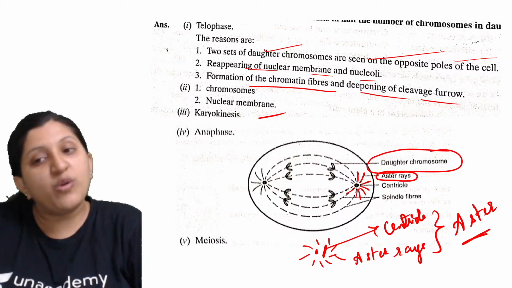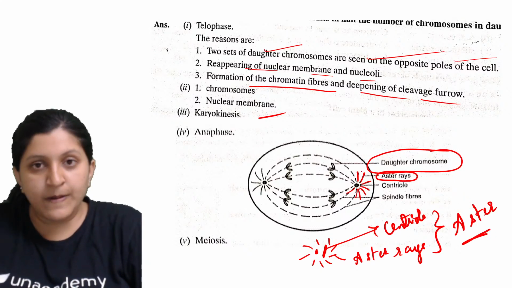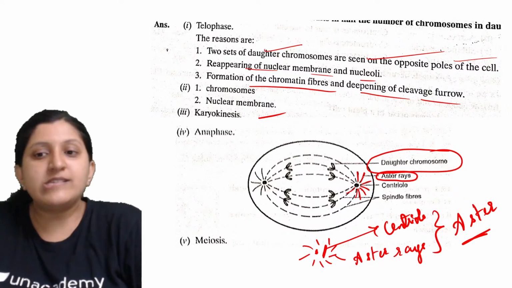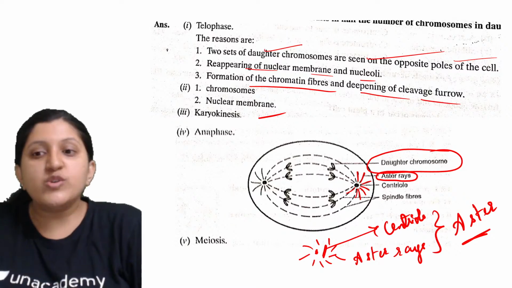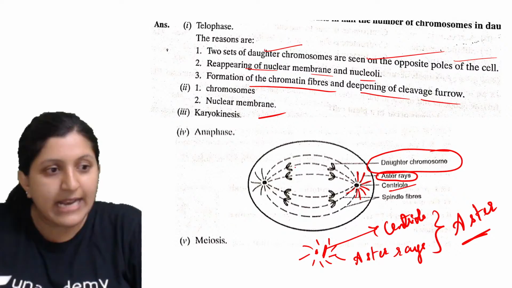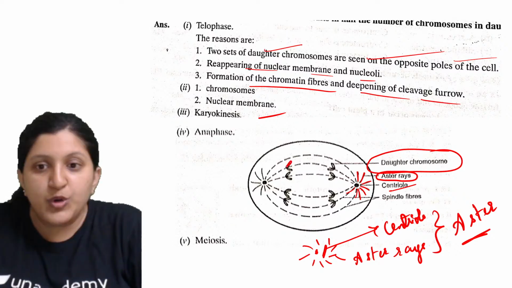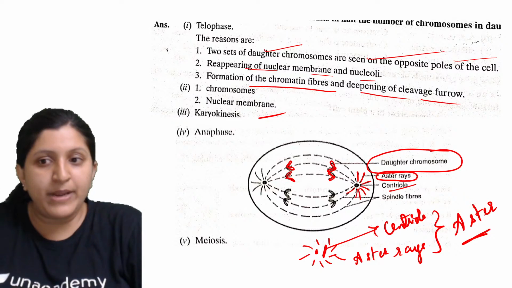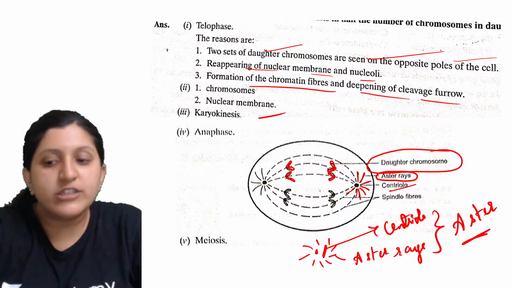Aster formation we can see here in the prophase itself. So now these asters are there. Aster rays you can see. The centriole is there and spindle fiber formation. So what exactly has happened here? The chromatids are separated. Okay, so these chromatids over here are separated. So this is a daughter chromosome we can mention.